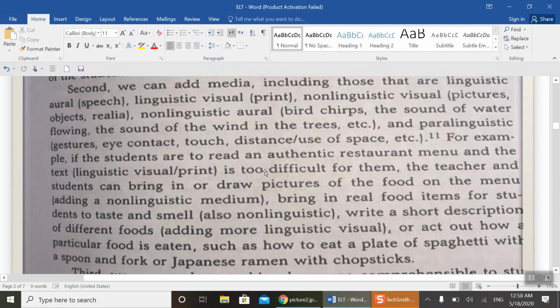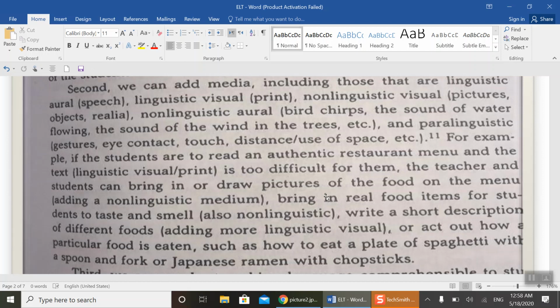So for example, if the students are to read an authentic restaurant menu and the text, the linguistic visual print, is too difficult for them, the teacher and the students can bring in or draw a picture of food or the menu, etc. You see the same examples here. For example, it is difficult for students to know facial expressions. It is difficult for students to know certain words or certain ideas. You can explain them by bringing a picture, a map. For example, they don't know the map.